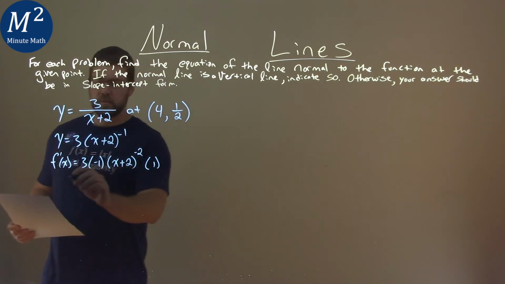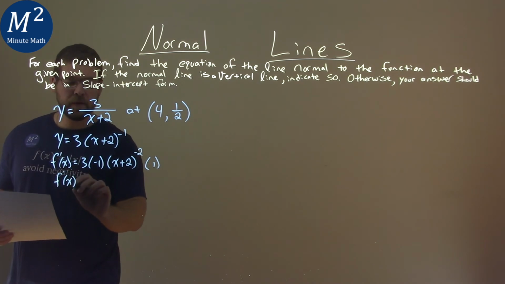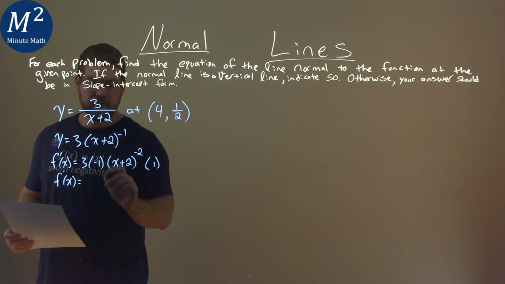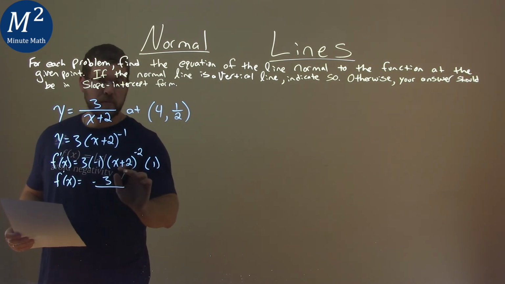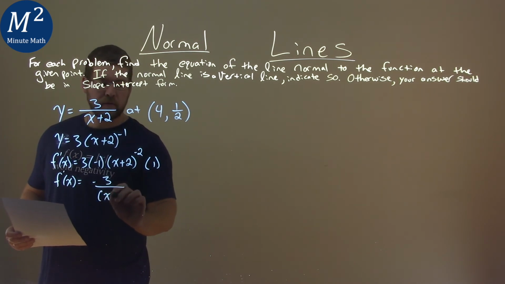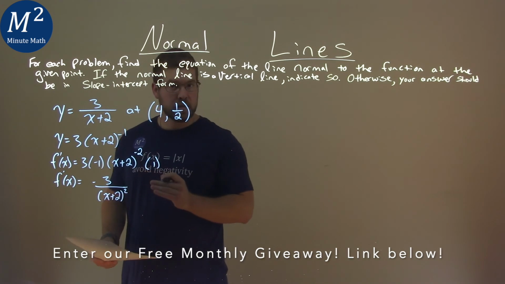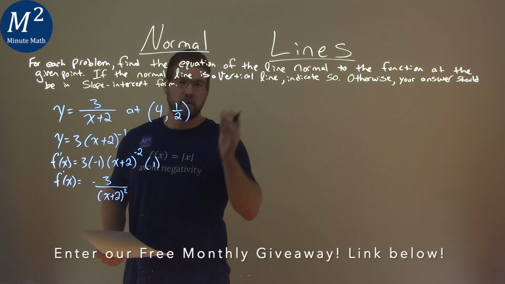From there, let's go simplify. f'(x) here is equal to 3 times negative 1 times 1, which is a negative 3, over, let's bring this back down to the denominator, (x + 2) to the positive 2 power. Now, from here, we want to find the slope of the tangent line, and we can use it to find the slope of the normal line.